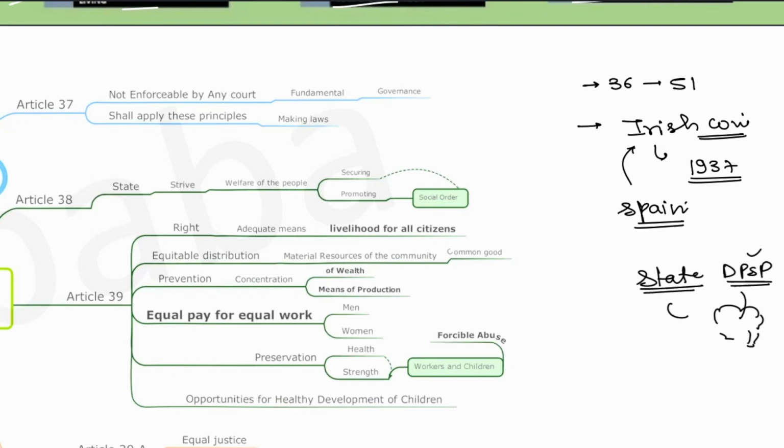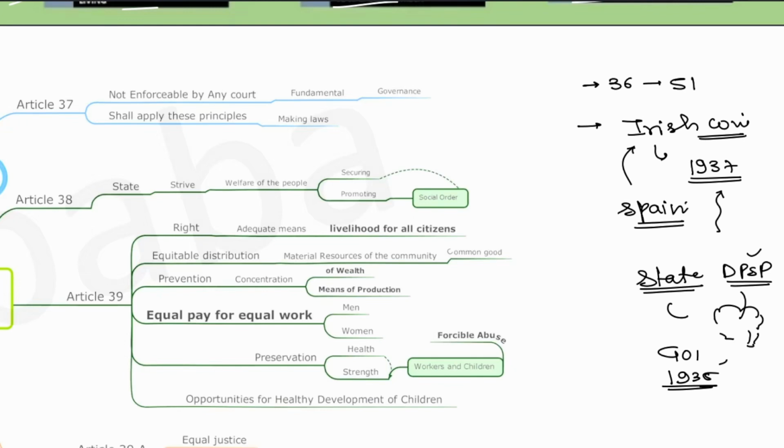All right. And it resembles the instrument of instructions in the GOI Act of 1935. So it existed even before the idea in 1937 came, but it was not very detailed. Okay, so the concept is a welfare state, not that of a police state.